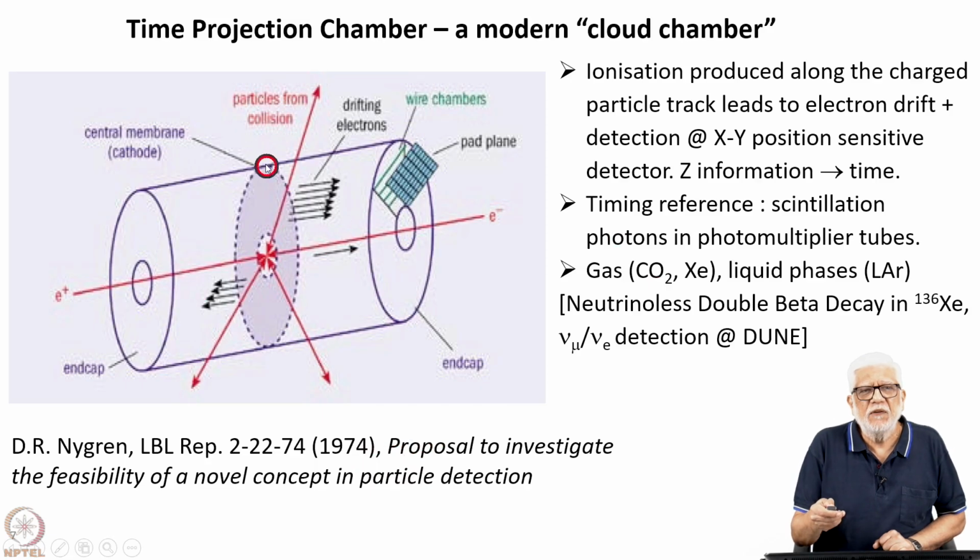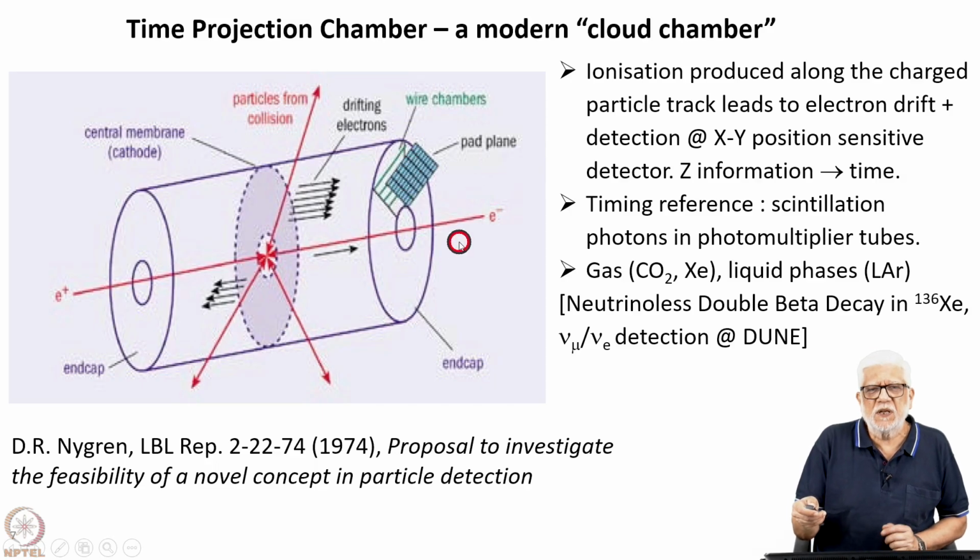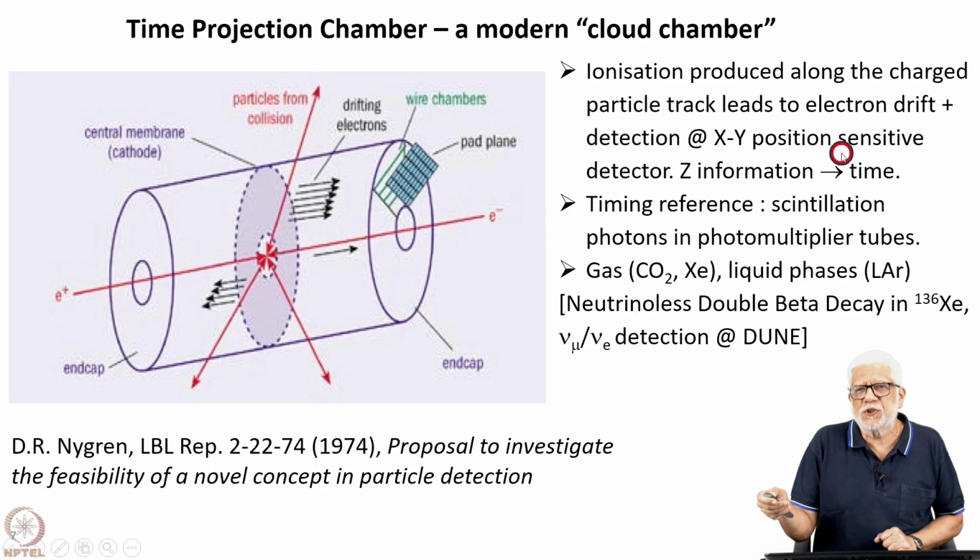You have a plane where you have a cathode, so this is where the positive ions drift, and the electrons drift in the opposite direction towards the anode, and this is symmetric with respect to the center. So you have electrons drifting this way and that way. Only one part is shown here. On one end you have a so-called pad plane. Now this can be wire chambers, it can be silicon detectors and whatnot. But the idea is that you get X and Y position information from these pad detectors, and the Z information comes from the time evolution of this pulse.